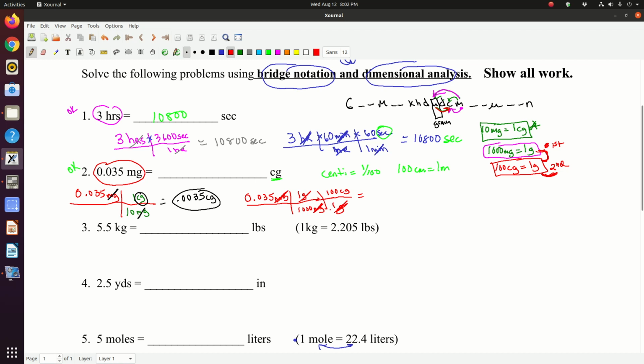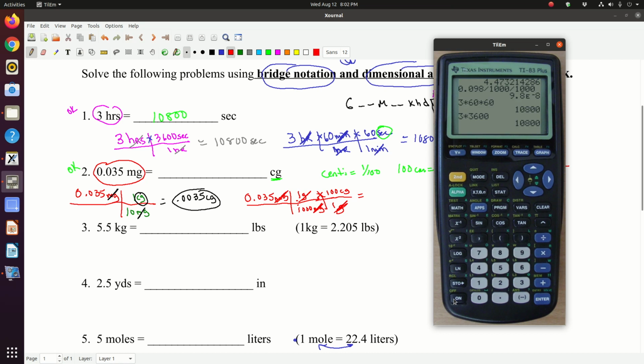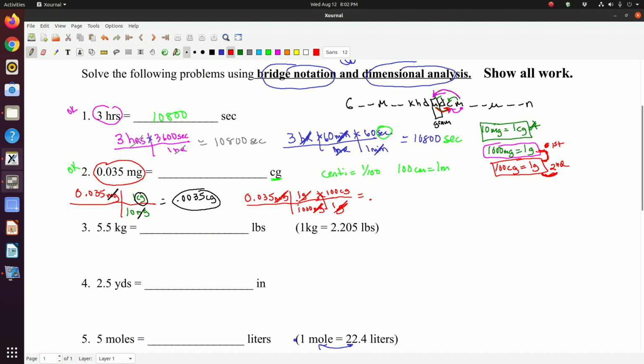Now, how do I do this in my calculator? It's 0.035 divided by 1,000, but since it's on the top, multiplied by 100. So I'm going to show you on my calculator. All right, 0.035. I'm going to divide by 1,000. I can hit enter, and then I'm going to multiply by 100, and I get 0.0035. Same answer. I just went through a slightly longer process to get it. Either one of those will work.